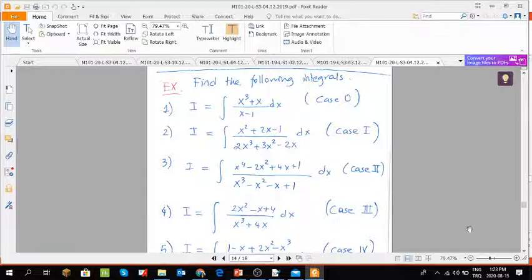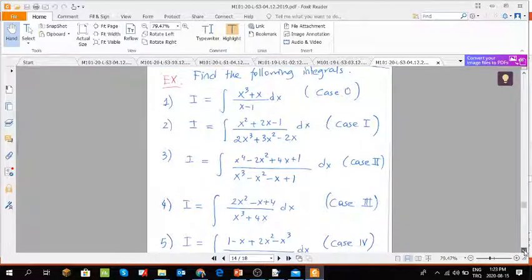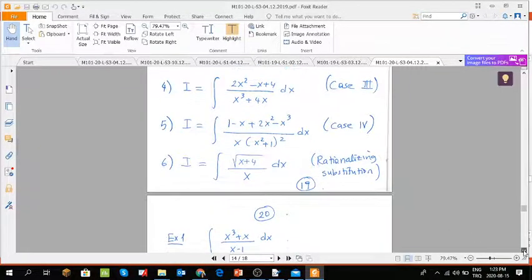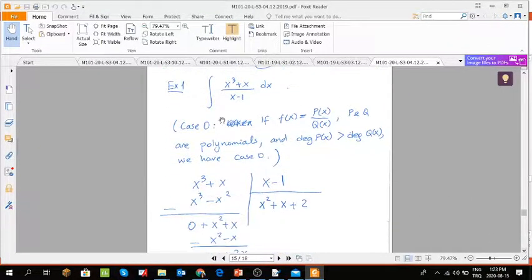They are showing different cases: case 0, case 1, case 2, case 3, case 4, and then rationalizing substitution you can consider as case 5. Let's look at the first example. The first example is this. This is polynomial over polynomial. This is a rational function.